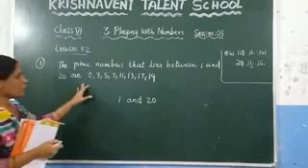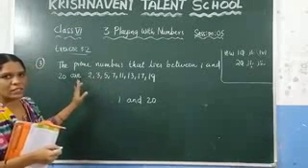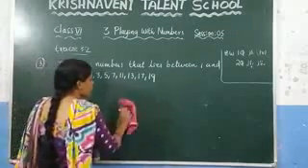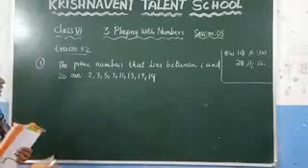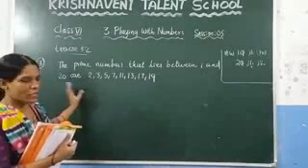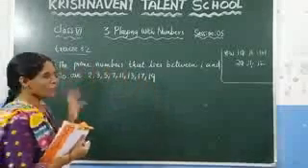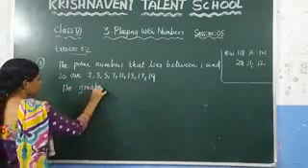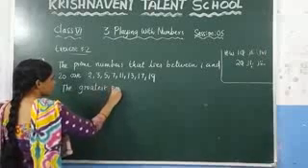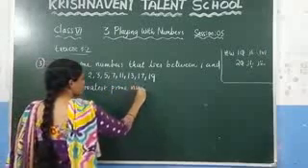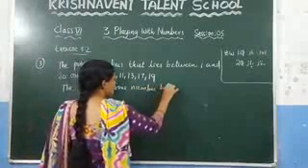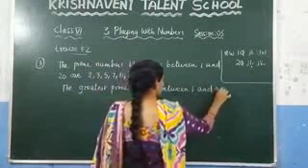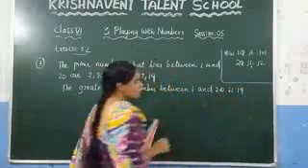You know that these numbers have only 1 and itself as factors, so we can say that these are the prime numbers. Now in the question, they asked you to write the greatest prime number. What is the greatest number among these? It is 19. So we can say that the greatest prime number between 1 and 20 is 19. Right? This is the question.